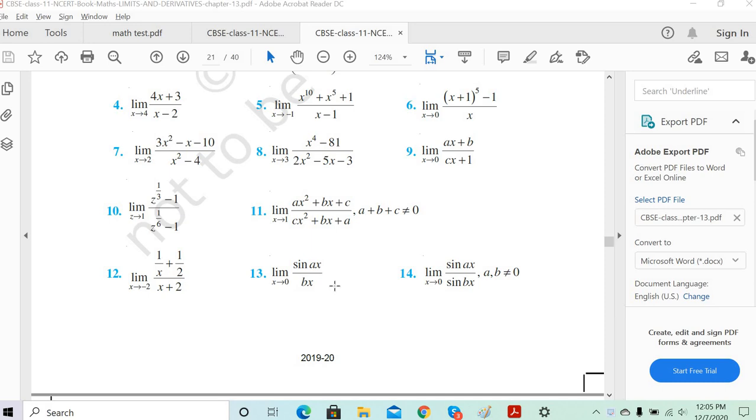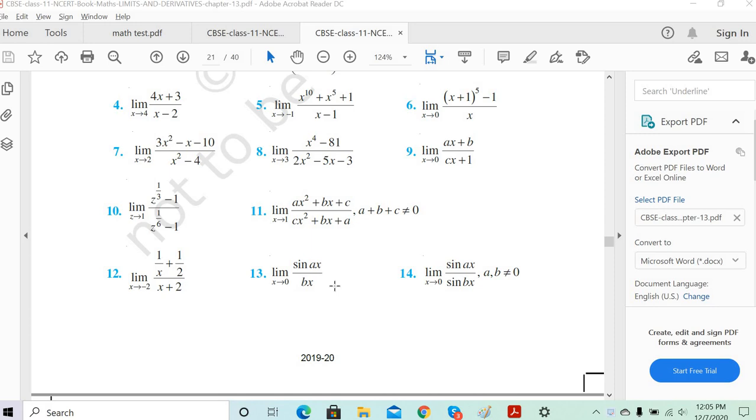Now sin ax by sin bx. Basically, you know the formula: limit x tends to 0, sin x by x is equal to 1. So we need to put it in this form. Sin ax is there, so the denominator also should be ax, and sin bx is there, so that denominator you want as bx. Then only you can apply the formula.